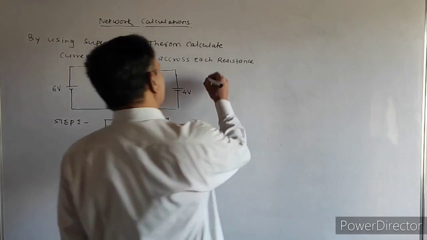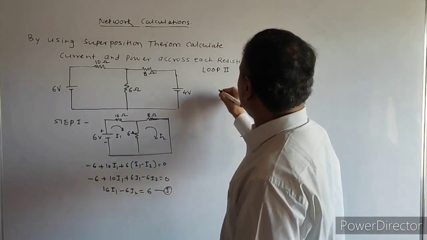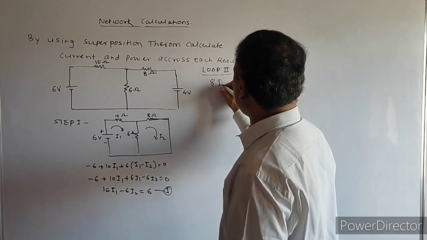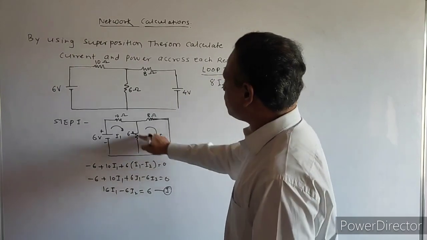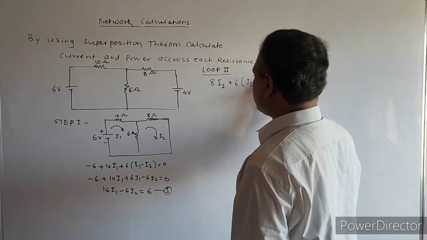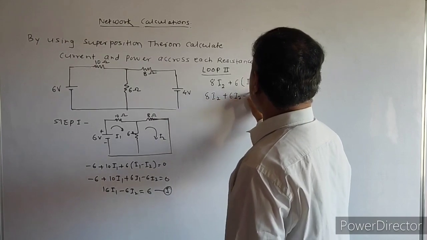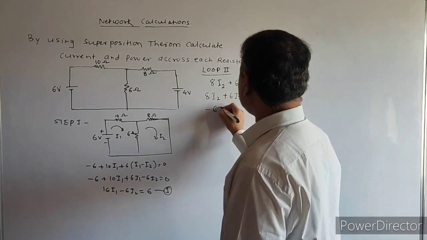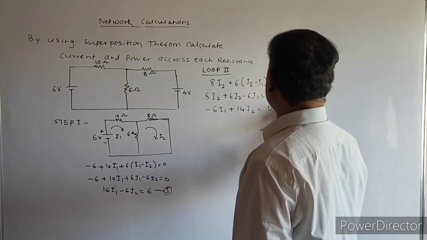Now we'll consider loop 2. We'll write the equation of loop 2. Start from this 8. The current flowing through the 8 ohm is 8 I2. Now this will be 6 into, now I2 has to be treated as the bigger one. We have already discussed this in previous videos. So this will be equal to 0. So 8 I2 plus 6 I2 minus 6 I1 is equal to 0, or we can write minus 6 I1 plus 14 I2 is equal to 0. So this is my equation number 2.